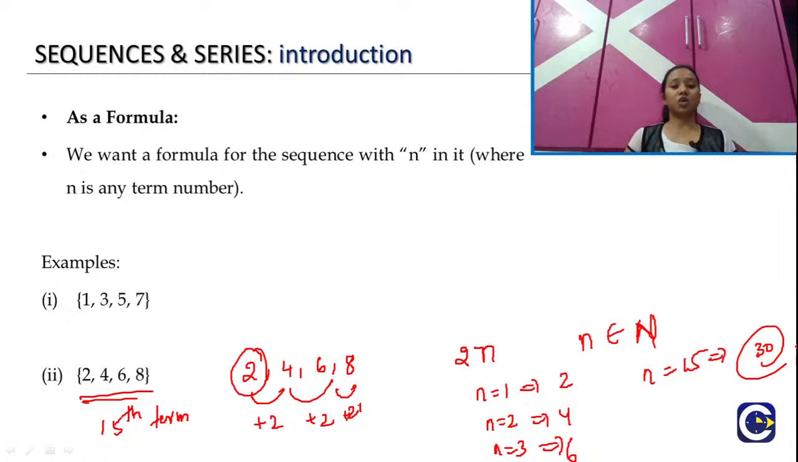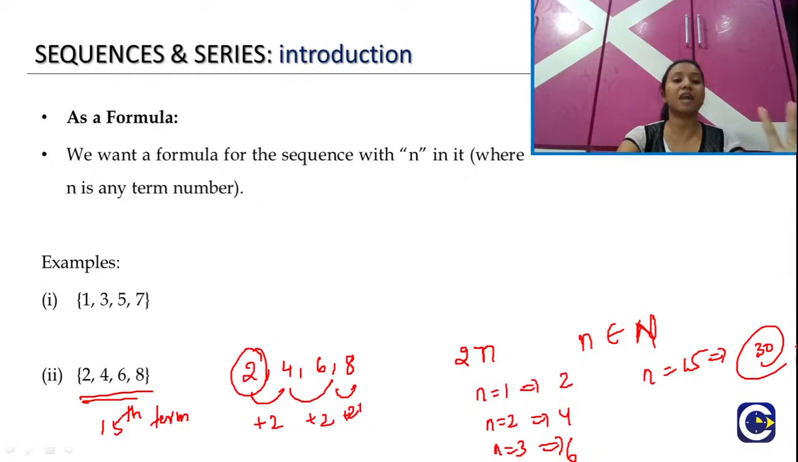Right. So we can say for any given sequence, once we could identify the rule which is followed in that sequence, and then derive and write the formula for that sequence in terms of n, where n belongs to natural numbers, then we will be able to find any term in that particular sequence. Right. So now we have seen our formula, rule as well as our sequence.